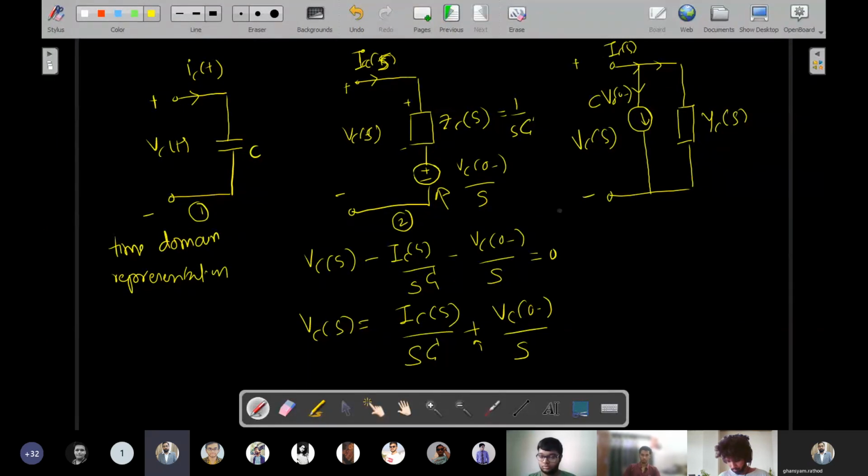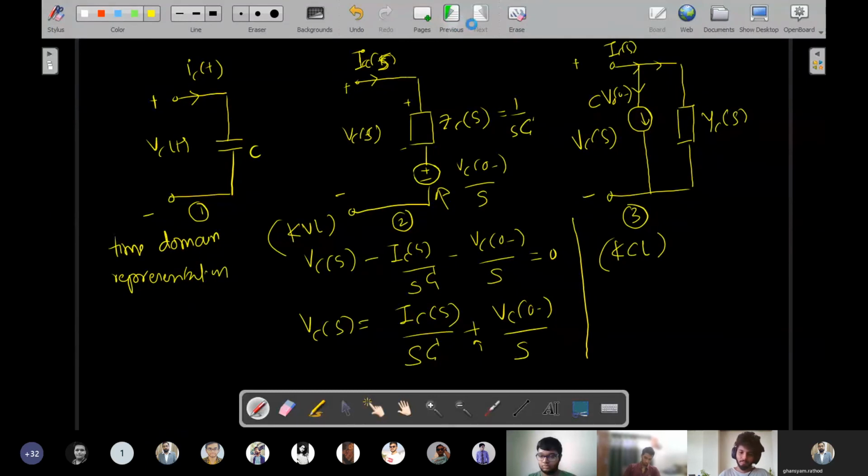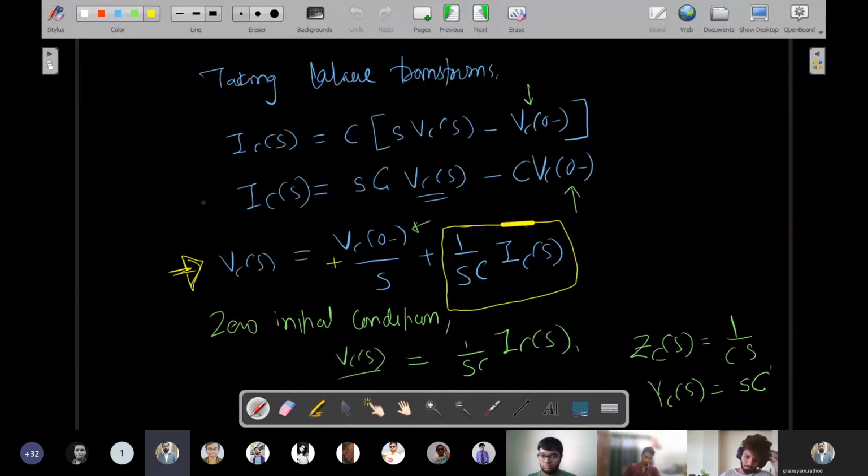So this third circuit is the one using KVL. Here you can apply KCL. When you apply KCL, let me show you the equation of current. This needs to be fulfilled, otherwise your answer will be different. Is it all right?